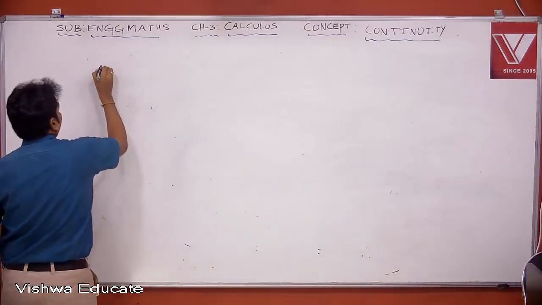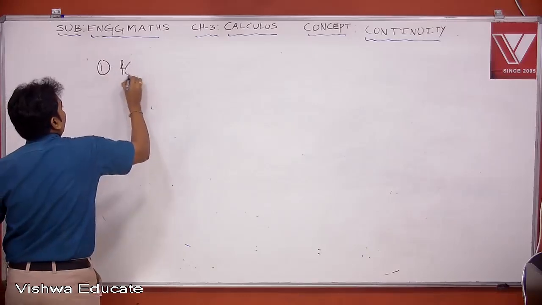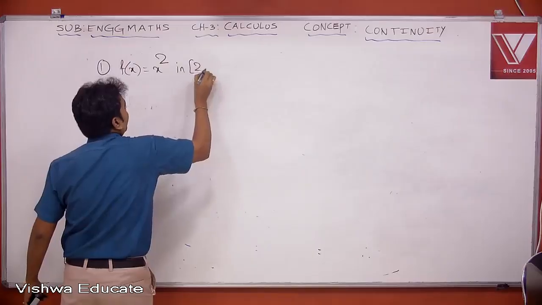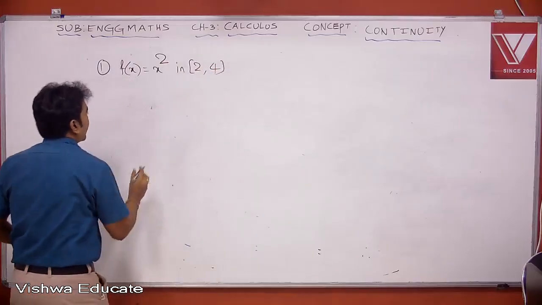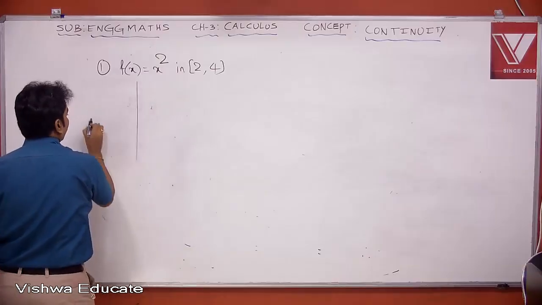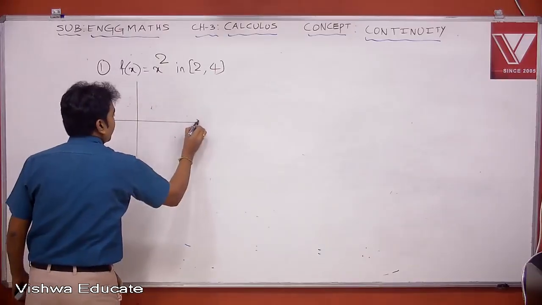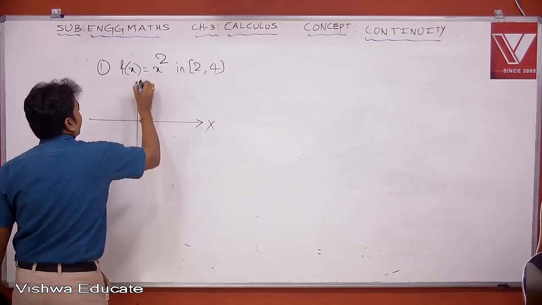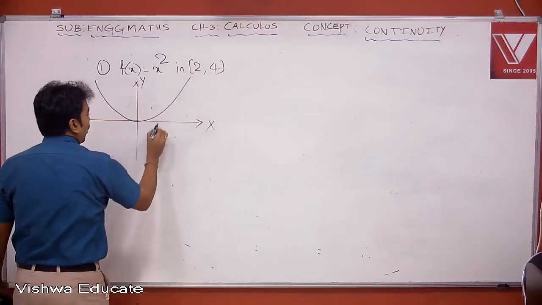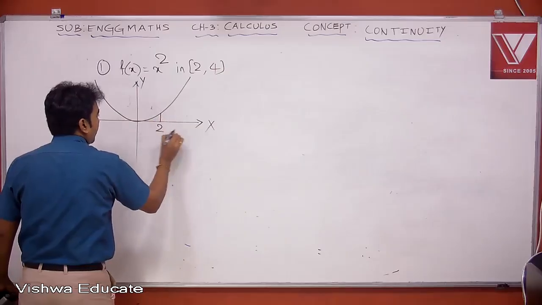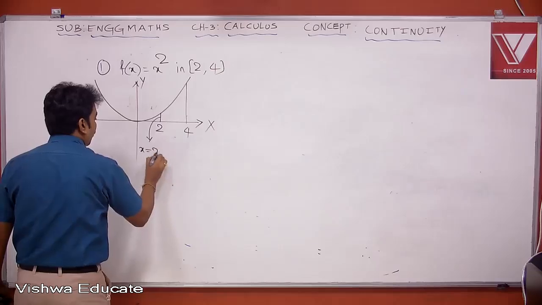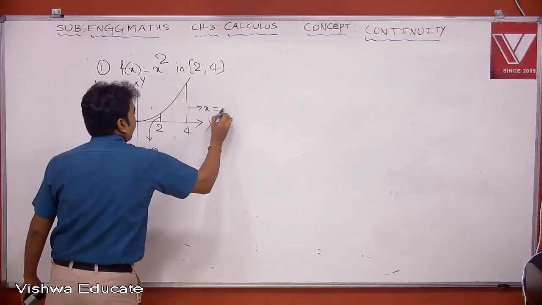Let us discuss examples. First one, suppose f of x equals x square. Assume that it is defined in the closed interval [2, 4]. Let us discuss continuity of this function in this interval. It is a parabolic shape. Let us draw the graph. This is the x-axis and this is the y-axis. The graph of x square is a parabolic shape. This line is x equals 2 and this line is x equals 4.